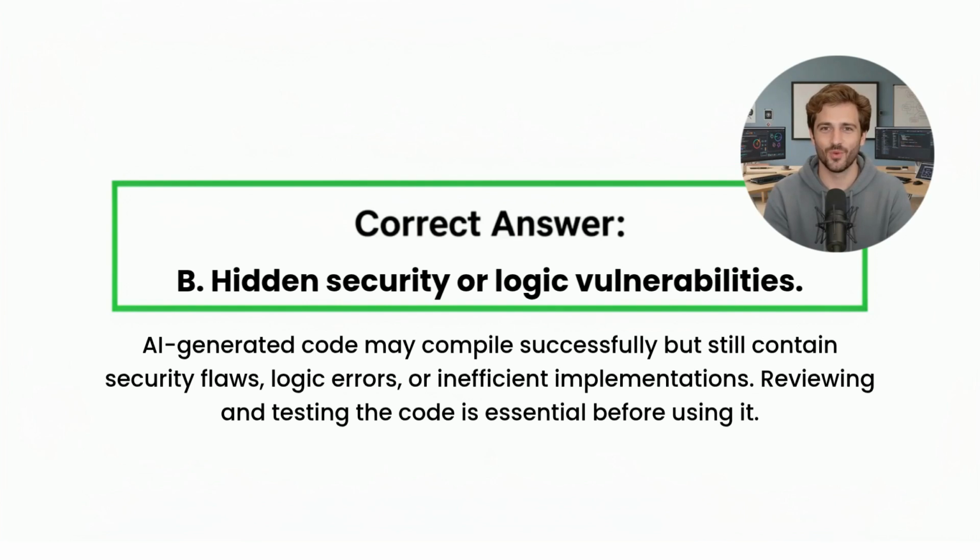Hidden security or logic vulnerabilities. Explanation: AI-generated code may compile successfully, but still contain security flaws, logic errors, or inefficient implementations. Reviewing and testing the code is essential before using it.